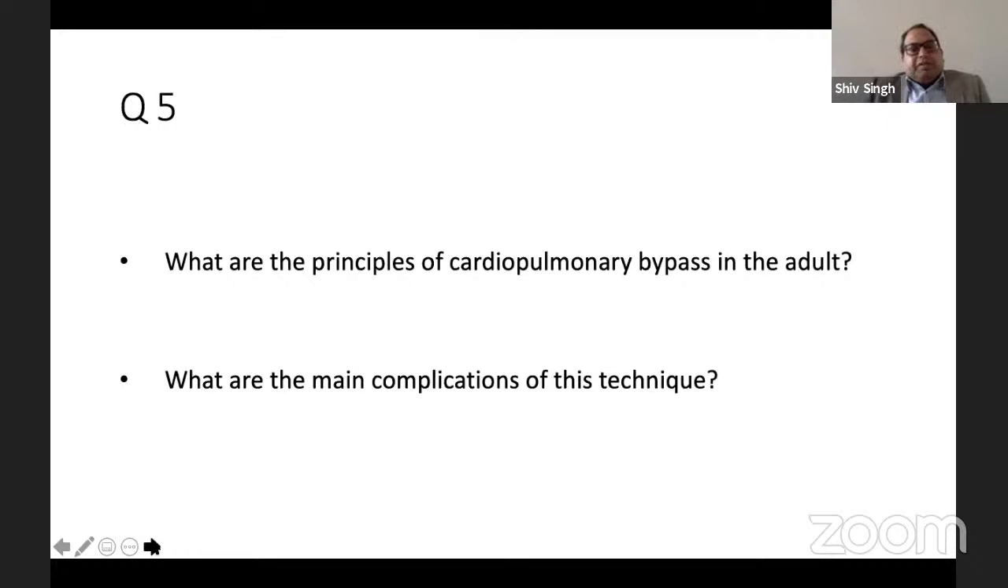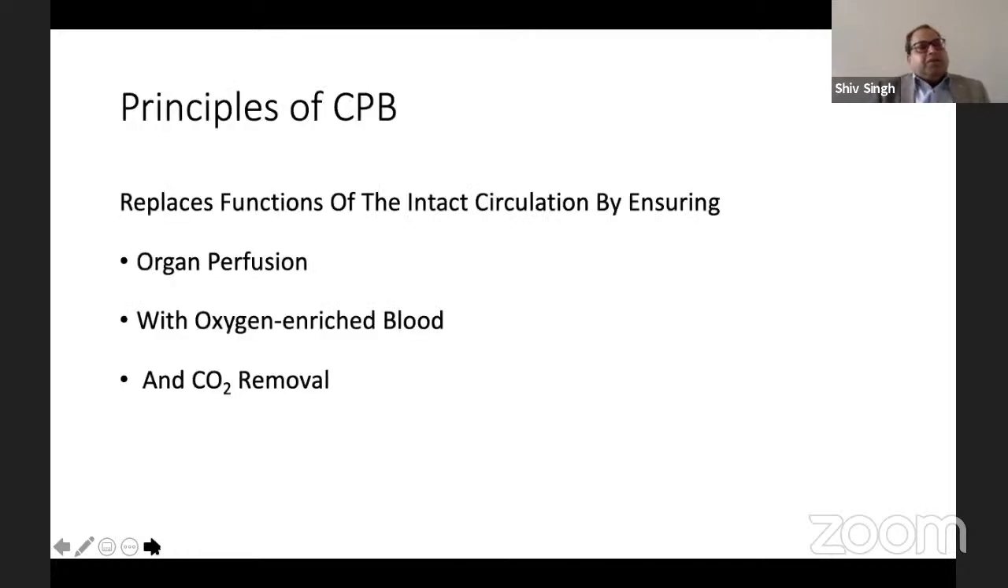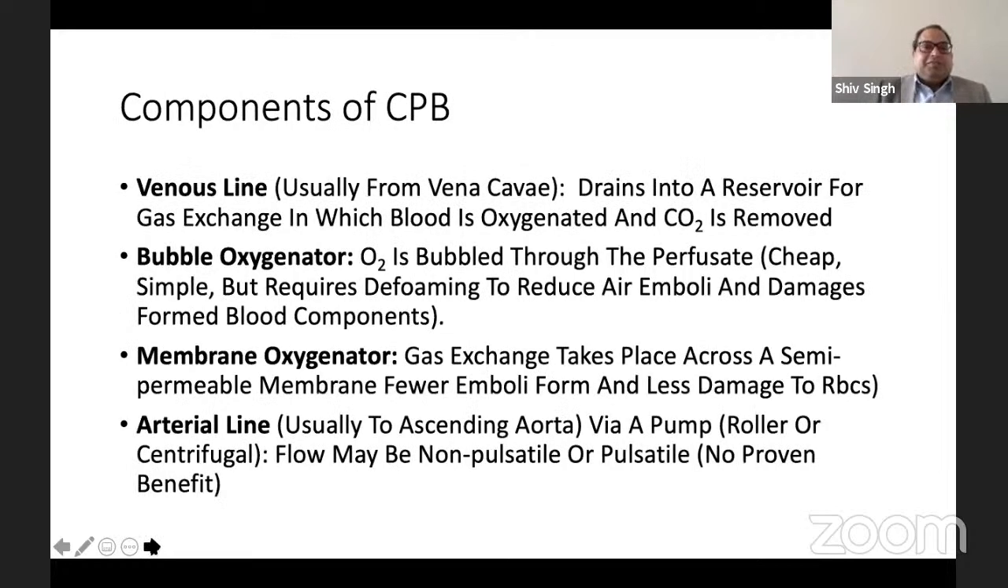Coming to question number 5 is on cardiopulmonary bypass in adults. So what are the principles of cardiopulmonary bypass and what are the main complications of this technique? So basically, a cardiopulmonary bypass replaces the function of your circulation, and this is done by ensuring that there is organ perfusion. So perfusion pressure is important, and there is oxygenation. Okay, so oxygen needs to be added, and carbon dioxide needs to be removed because you're bypassing the cardiac as well as the pulmonary circulation.